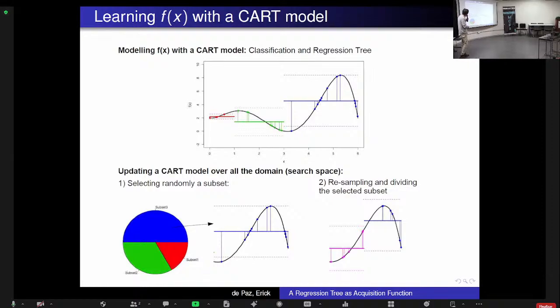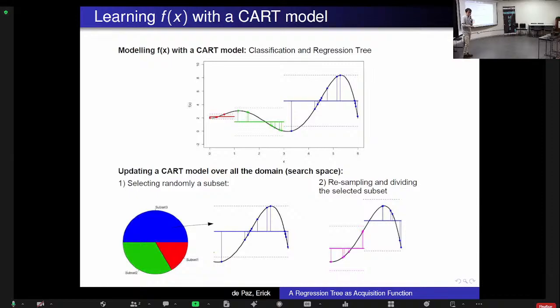model. We randomly select a subset. The probability of selection is proportional to the size of the subset. In this case, we are going to select the greatest one, the subset in blue, and then the subset is divided in an optimal partition. This partition is optimal because it minimizes the difference between random evaluation of the function and the approximated answer.